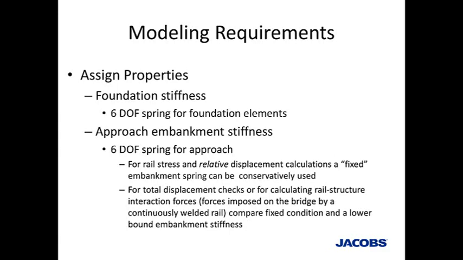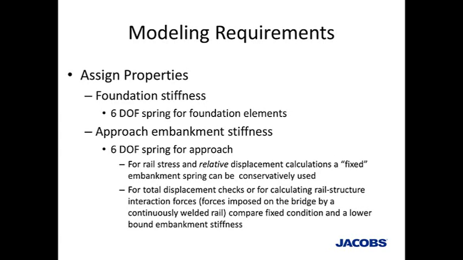To continue in the discussion of properties, we can take a look at modeling the foundation and embankment. For the foundation springs, we use standard 6-degree of freedom point springs. We want to accurately capture the foundation performance because the foundation could influence the global flexibility a good deal. Our embankment stiffness also needs to be taken into account. Similar to the foundation, we can model the embankment with 6-degree of freedom springs. However, for a pretty good bounding, we can assume that those embankment springs are longitudinally fixed for the purpose of calculating rail stress and relative displacement.